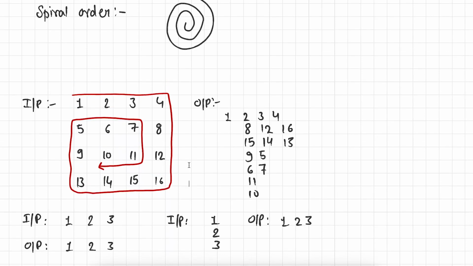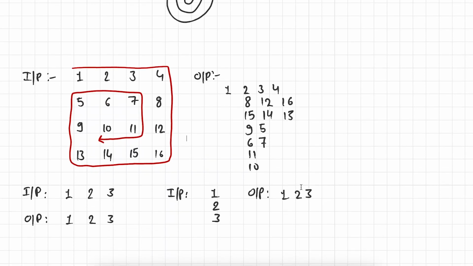When we apply the spiral order in this matrix and start traversing it, the output comes out to be 1, 2, 3, 4, 8, 12, 16, 15, 14, 13, 9, 5, 6, 7, 11 and 10. And how is it possible? First, we print the outer layer of this matrix. So it comes out to be 1, 2, 3, 4, 8, 12, 16, 15, 14, 13, 9 and 5. Then we go to the inner layer of this matrix, and in the inner layer the elements are 6, 7, 11 and 10. That is why we get the output like this.